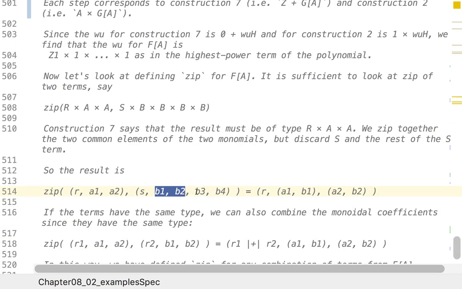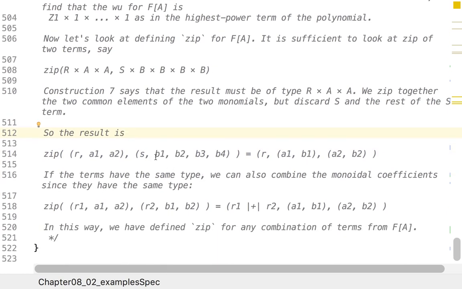Actually, it might be that we discard B1, B2 and we keep B3, B4. That could be an equivalent definition. Doesn't matter right now. We just want to understand the principle. So the principle is, first of all, we choose the polynomial of the lower of the two powers. We discard the monoidal value of the other one, and we discard the extra values that cannot be paired up with ours, because we need to zip those together, and we return this.